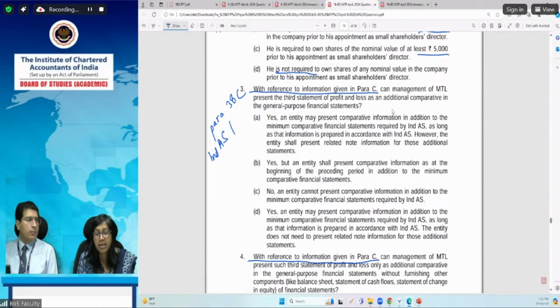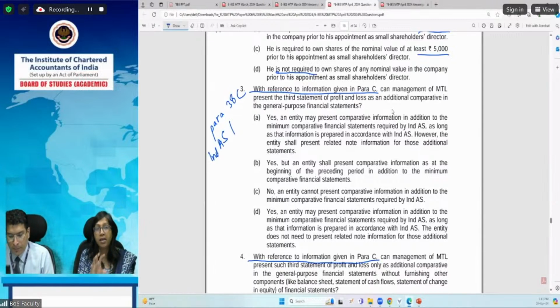When this is the case, the entity shall present related note information for those additional statements. So what does this say? If you are presenting any additional statement, you can do so, but with that, you also have to provide related notes to accounts for explaining the figures in that additional comparative information. Based on that, now we'll see what is given in this MCQ 3.